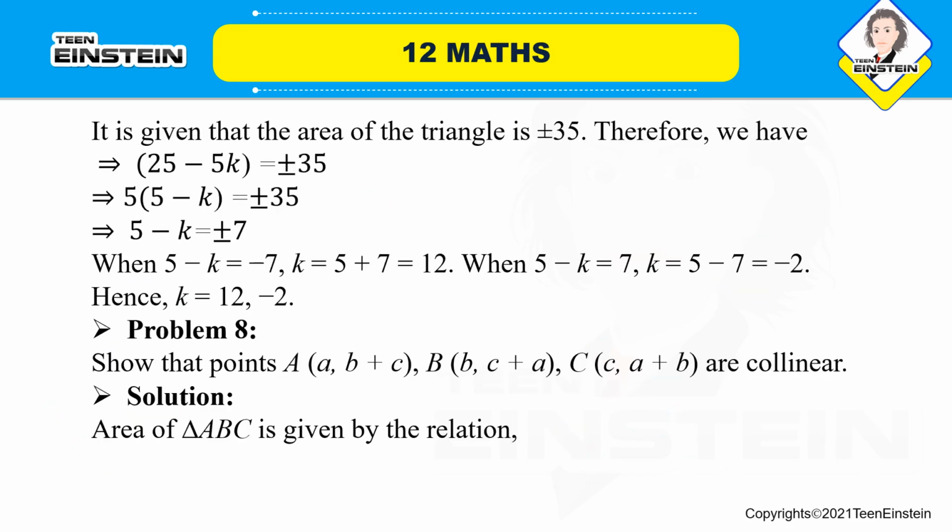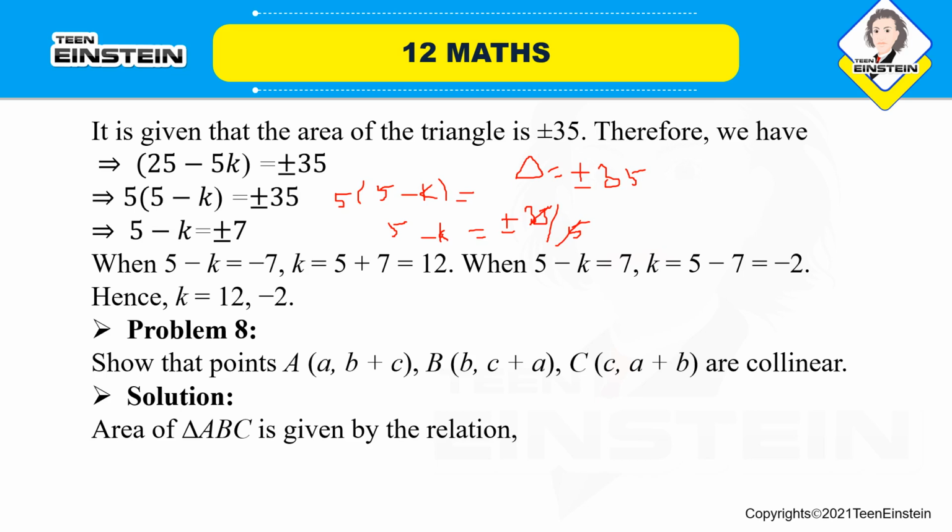So it is given that the area of the triangle is 35 square units in this problem. So we have to take delta equal to plus or minus 35. Therefore, we have 25 minus 5k is equal to plus or minus 35. From this, we can take 5 outside. So, 5 into 5 minus k is equal to plus or minus 35. Therefore, 5 minus k is equal to plus or minus 35 divided by 5. Okay, so this is plus or minus 7.